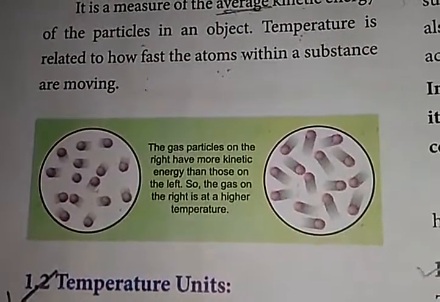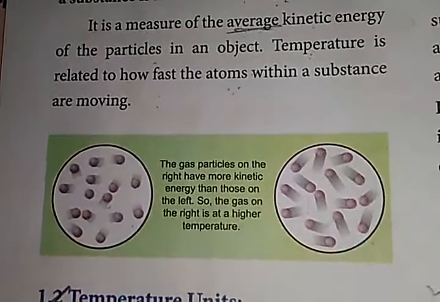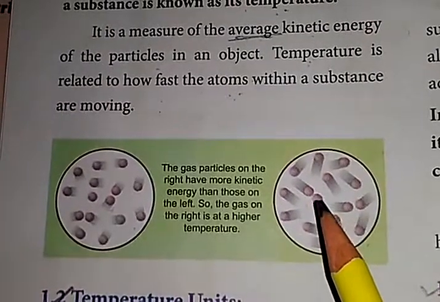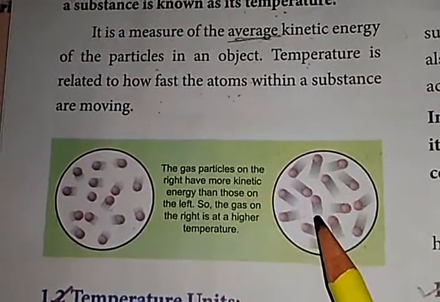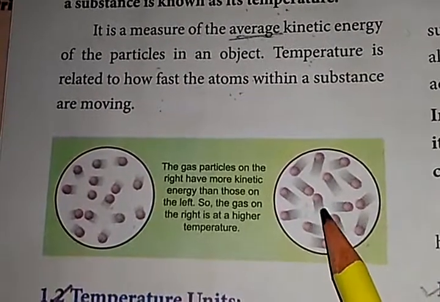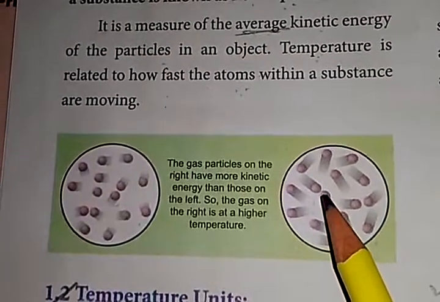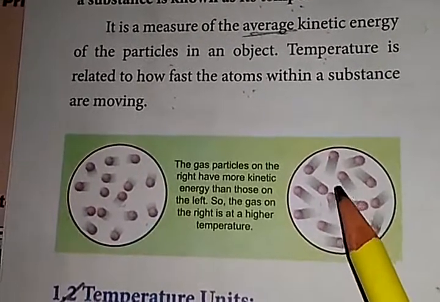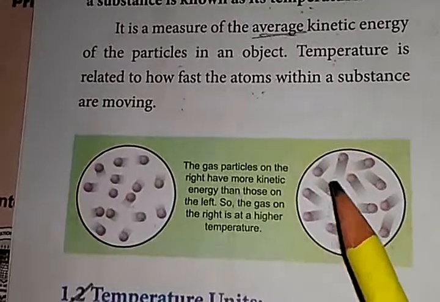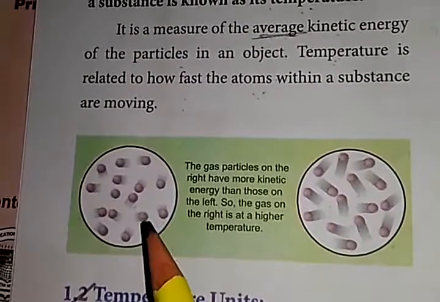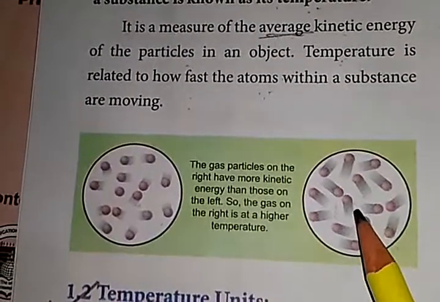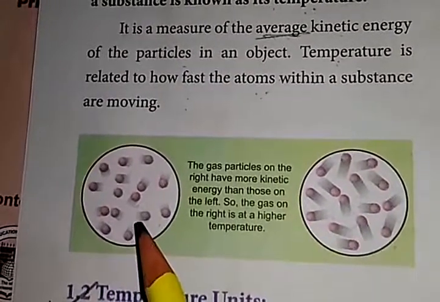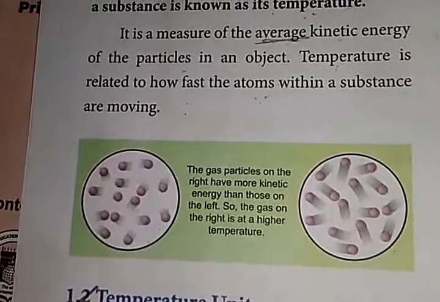Students, see the pictures. Here we see gas particles. This is also gas particles. Here these particles move very fast, so they have more kinetic energy than those on the left. So the gas on the right is at a higher temperature compared to the one on the left.